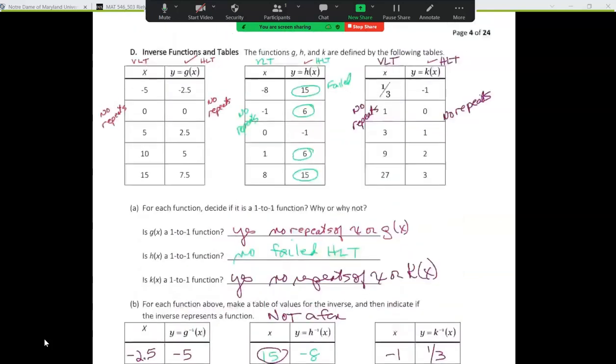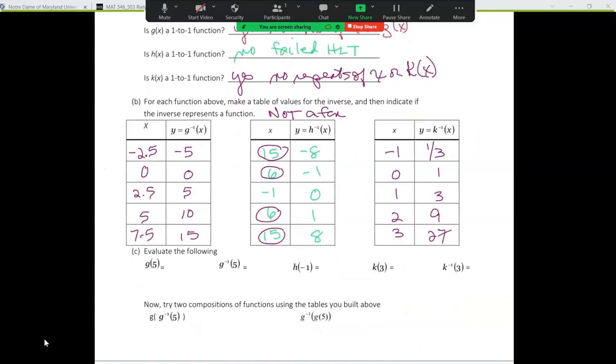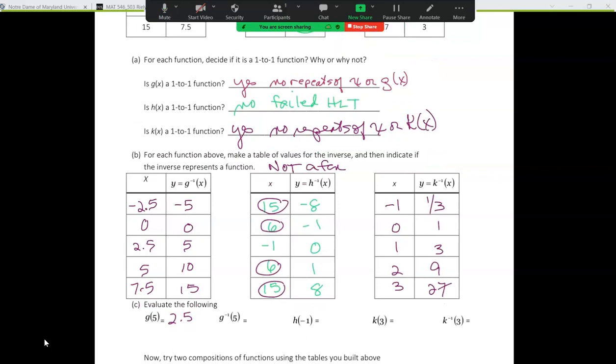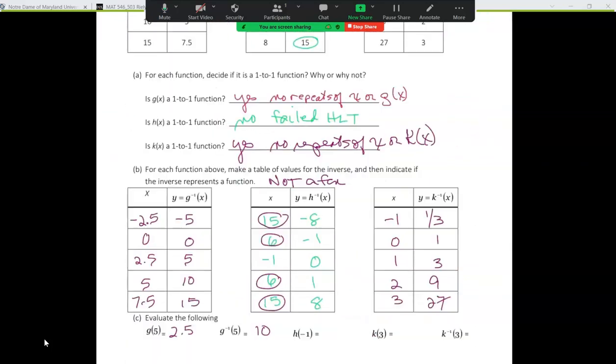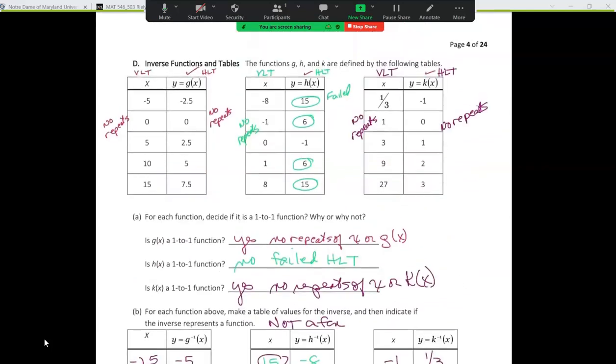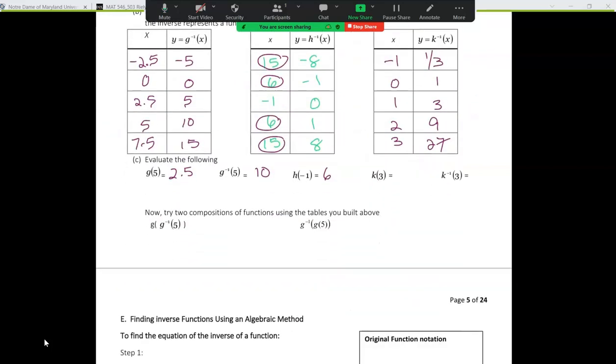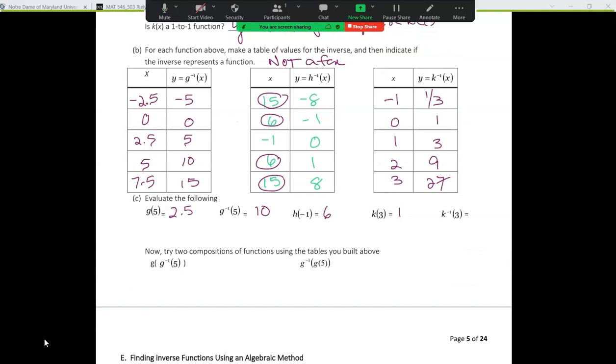Okay, g of 5. Go back up here. When x is 5, g of 5 is 2.5. Okay, g negative 1 of 5. So that x is 5. That's going to be 10. h of negative 1, come up here. Negative 1 gives me 6. Okay, k of 3. 3 gives me 1. And k negative 1 of 3. So that's going to give me 27. So make sure you can get those values by reading the table.